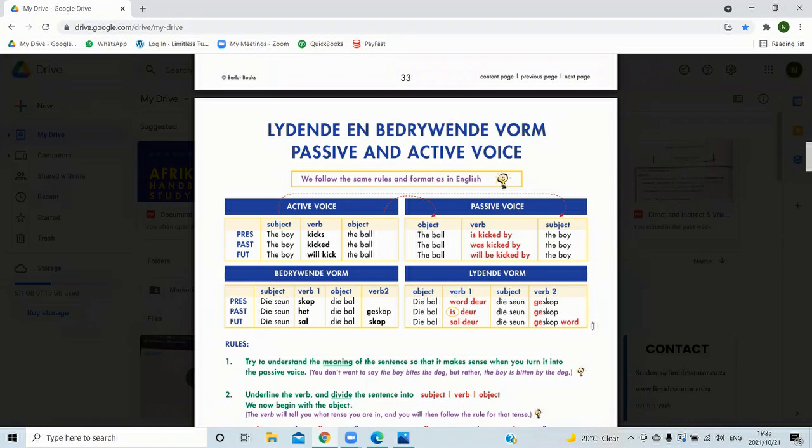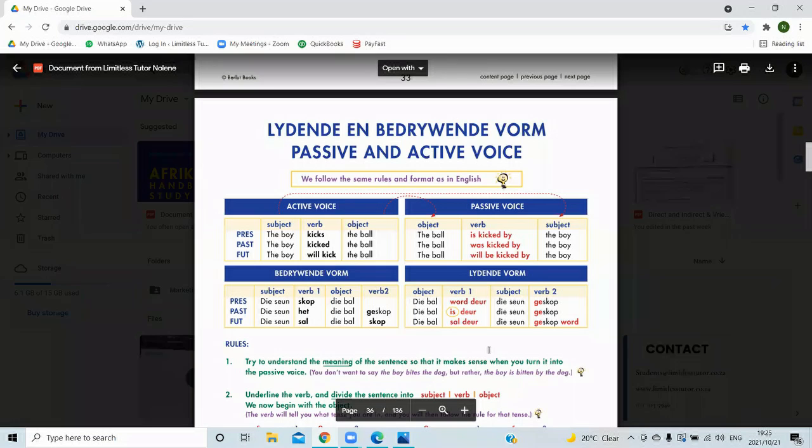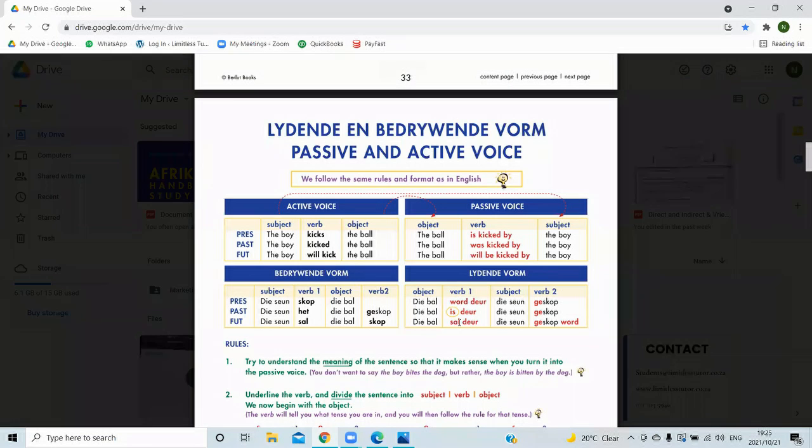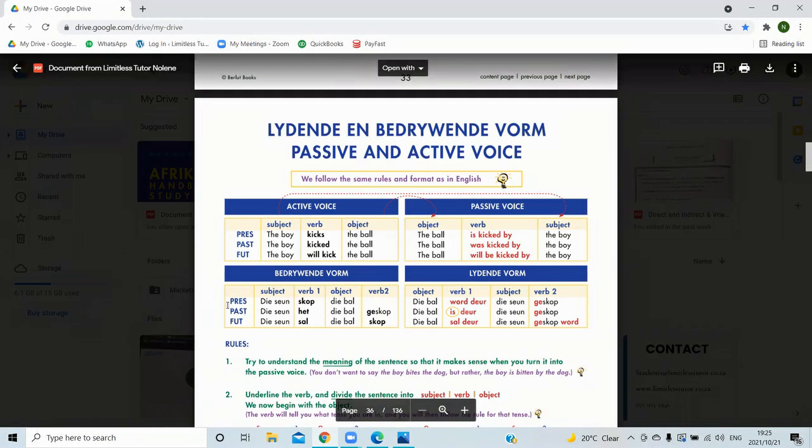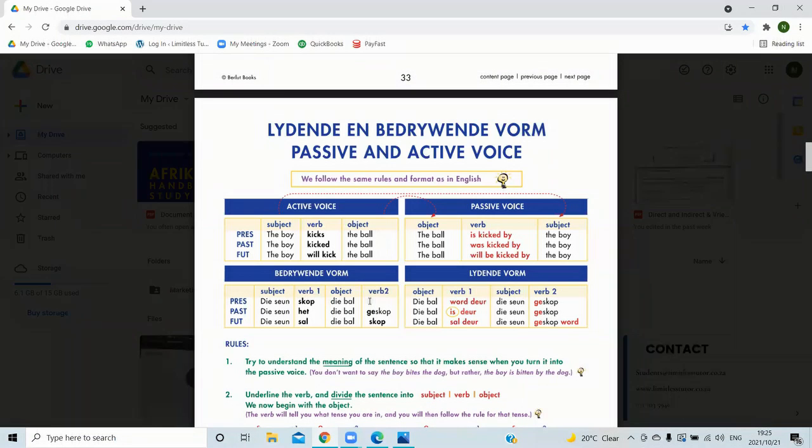Okay, future would be die seun sal die bal skop, which would become die bal sal deur die seun geskop word. Okay, and then something important for you guys to know is that the only thing that you can put between word and deur, or is and deur, or sal and deur is time and manner. So if we had the word vandag in the number 1, it would be die seun skop vandag die bal. Die bal word vandag deur die seun geskop.